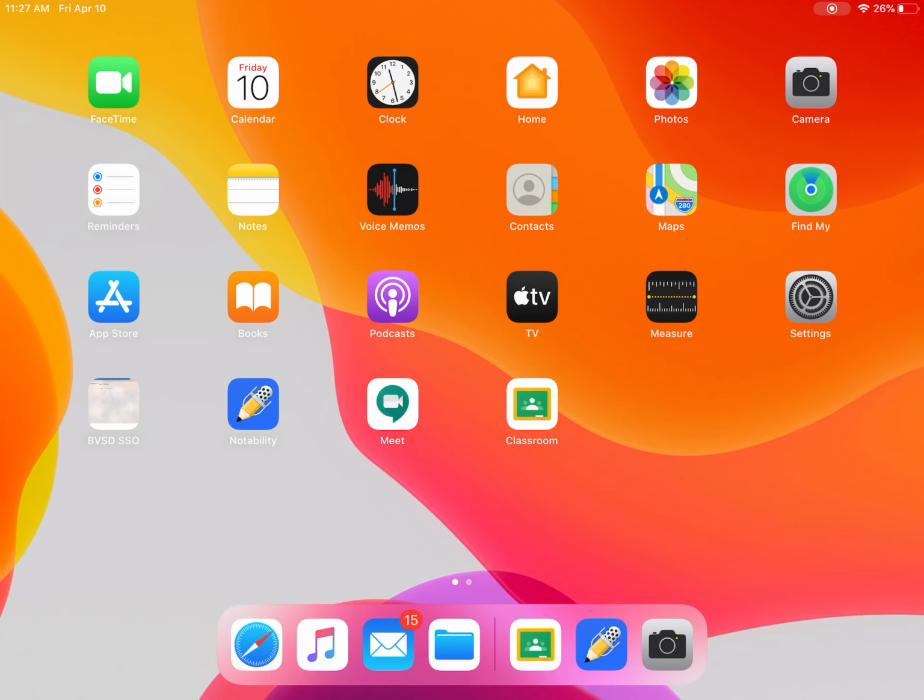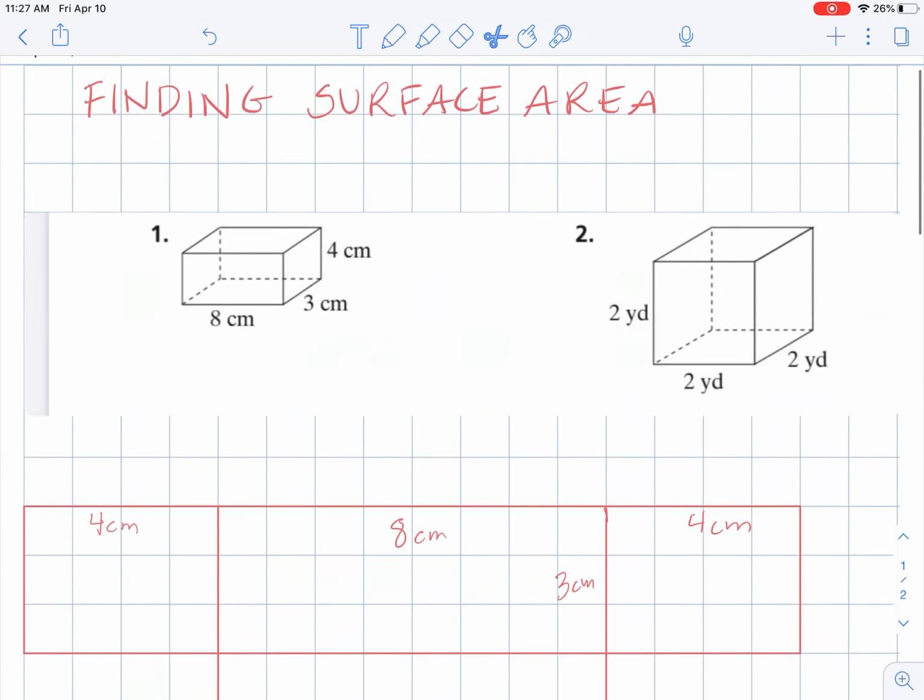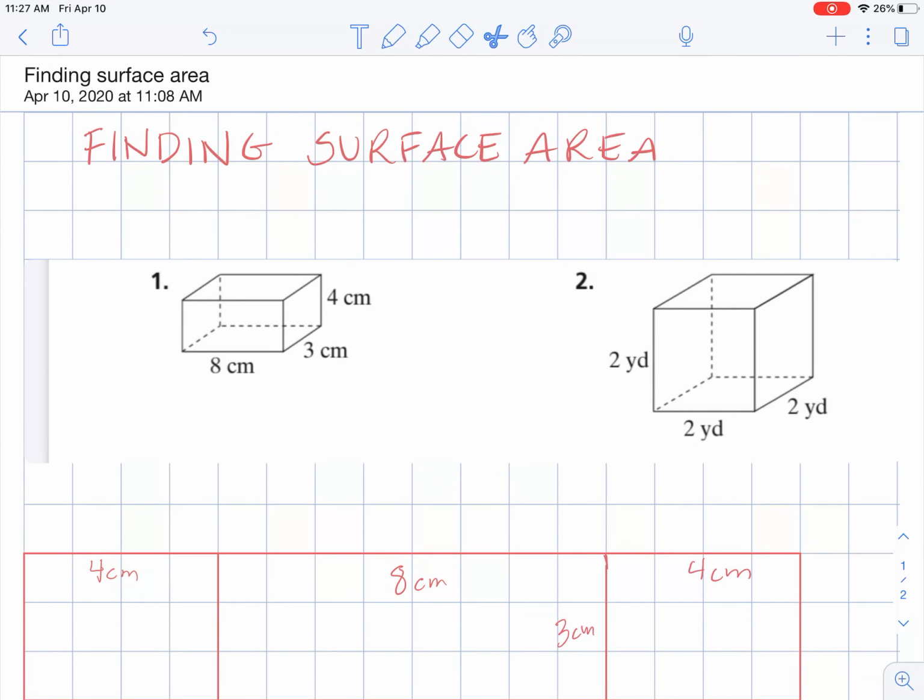So let's make sure this works here. This little transition over to our notes. Perfect. Hopefully this is still recording. I'm going to show you what that looks like.